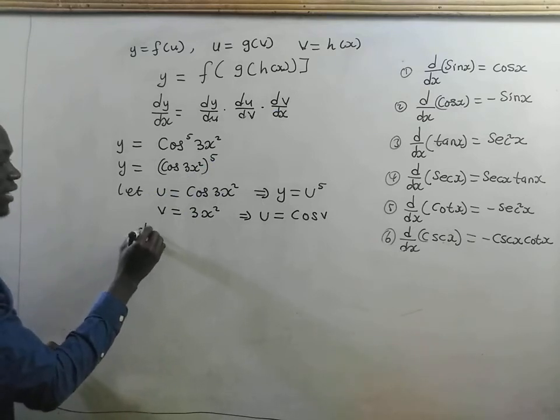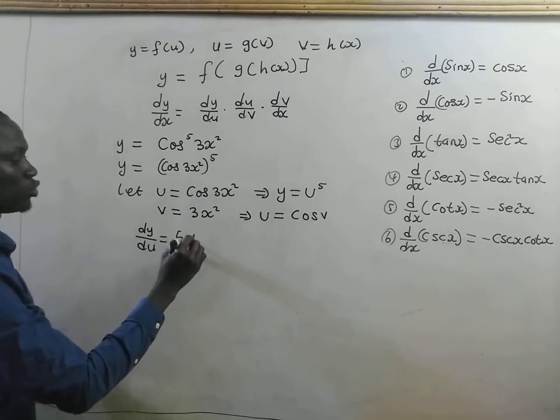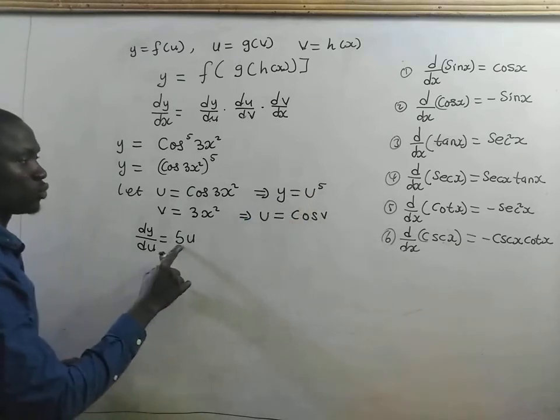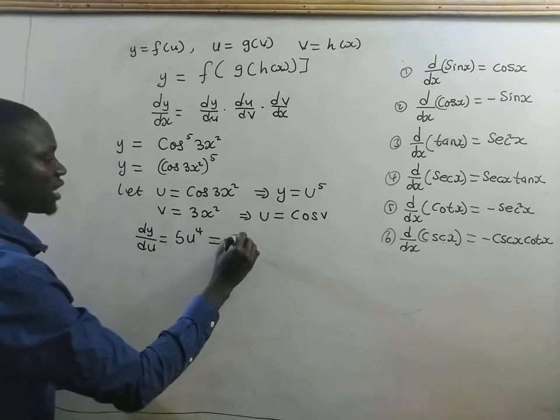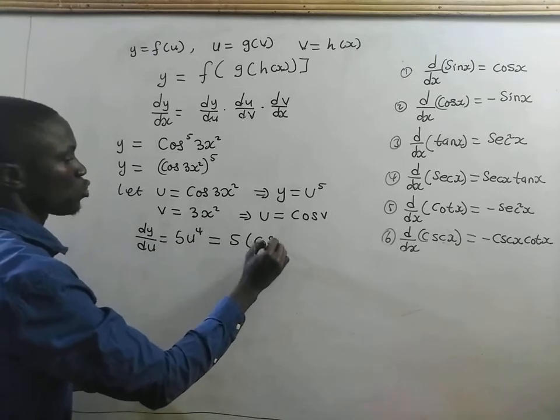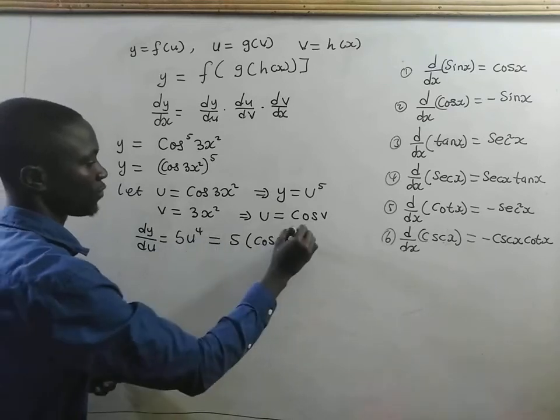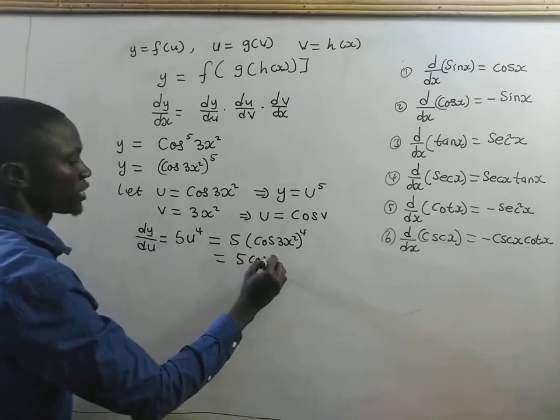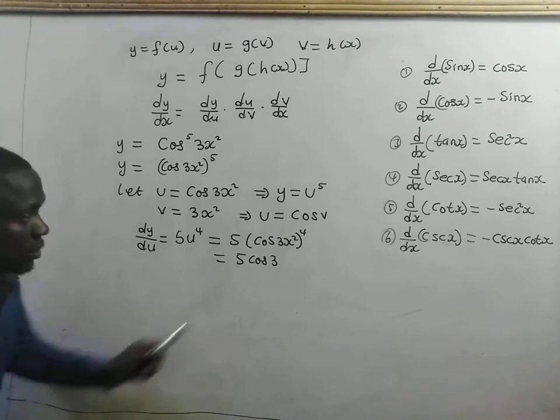The derivative of y with respect to u is equal to 5 times u. That is, if we differentiate u to the power 5 with respect to u, we have 5 times u to the power 4. And this is the same as 5 times what is u? U is cosine of 3x squared. Then we raise to power 4. So this is simply 5 times cosine of 3x squared. Okay, since we have power 4, let's put it in brackets. So it's the same thing.